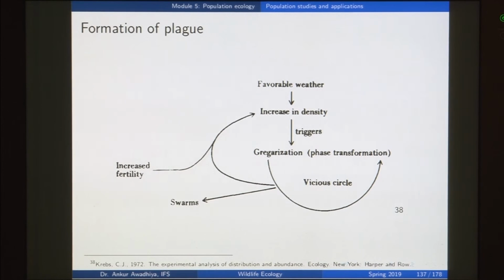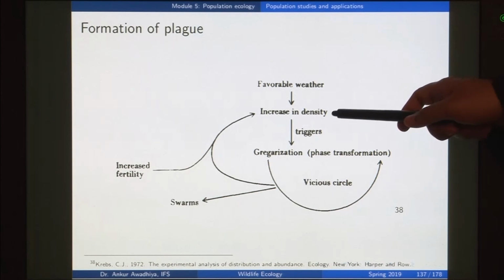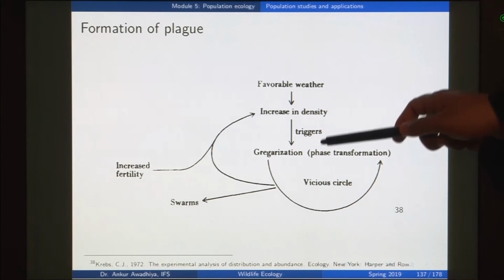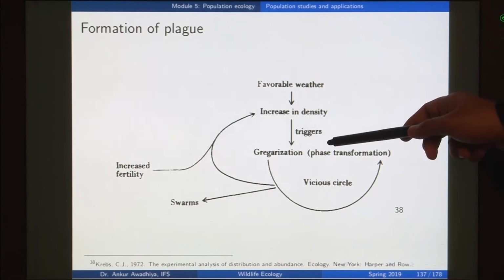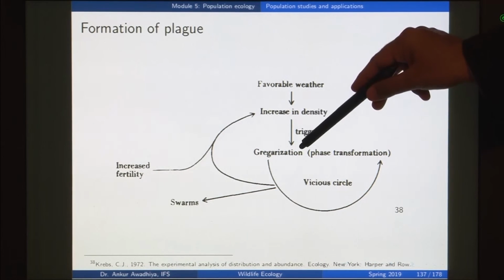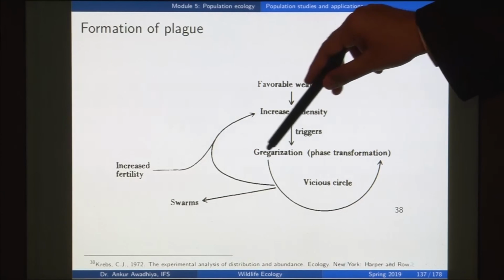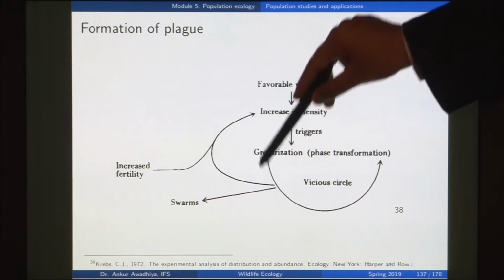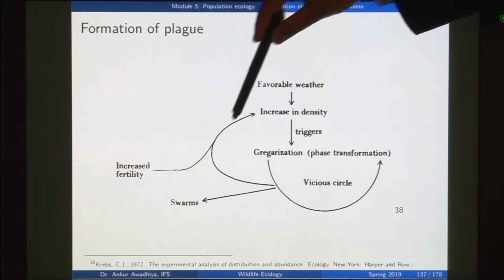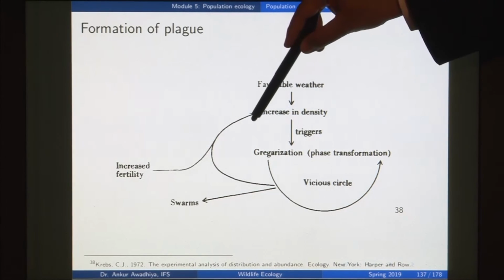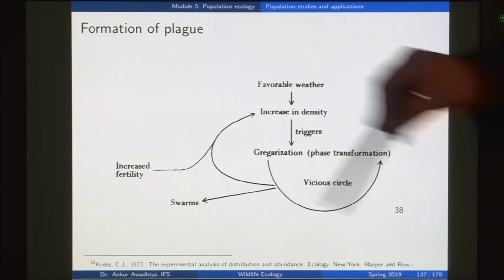So, then we come to this particular model. You have a favorable weather which increases the density, which further triggers the gregarization phase. So, the solitary locusts are converting into gregarious locusts. Once that happens, you have a vicious cycle in which gregariousness increases gregariousness even further. It leads to increased fertility, an even greater increase in density, and it forms swarms and goes out.